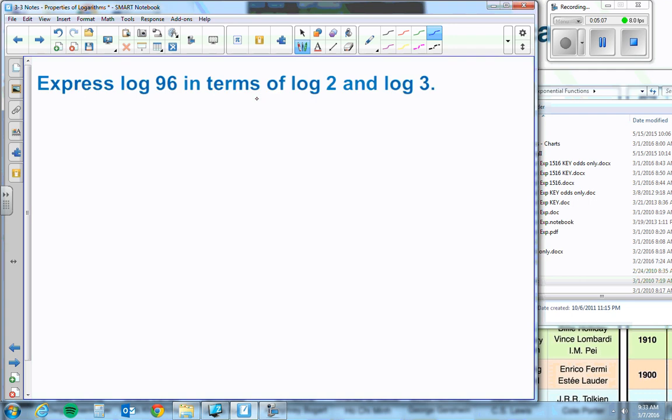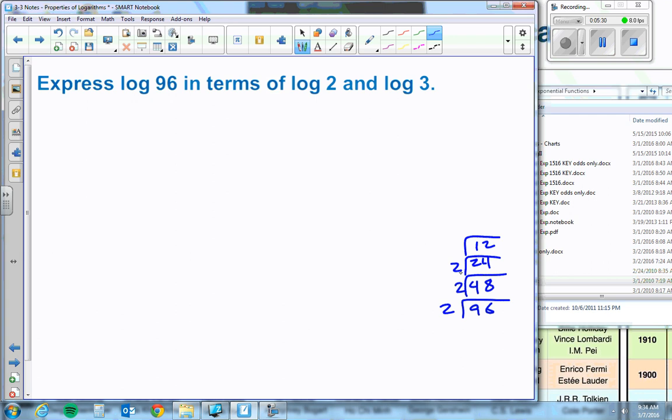All right, let's do this one. Now, these first problems, what we need to do first is figure out how to express that number in terms of 2s and 3s. And so we're going to break it down. Look, you can do it one of two ways. I tend to do it this way now, where I just take the 96 and I start dividing by prime numbers as much as I can. You take half of, you take half of again. You can just take half of as much as you can.